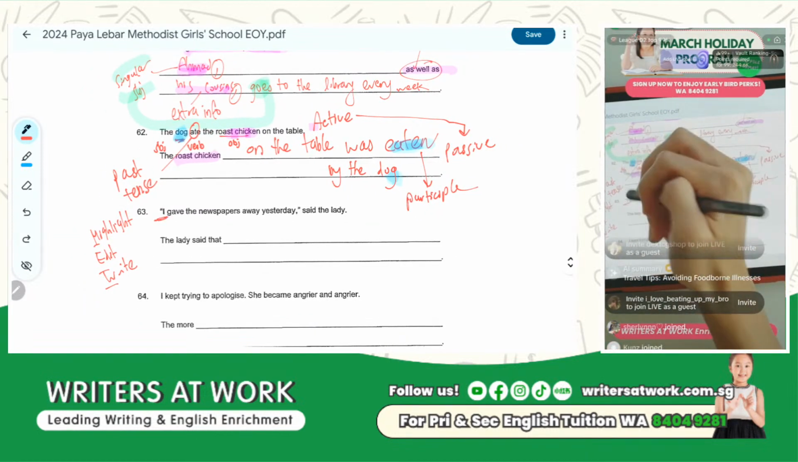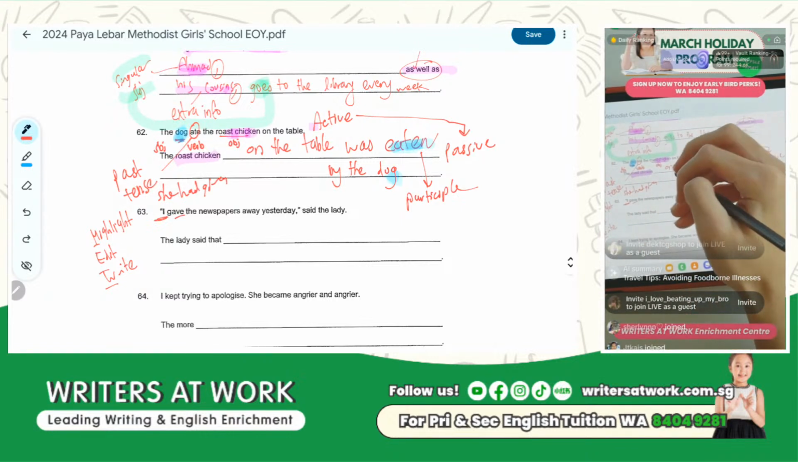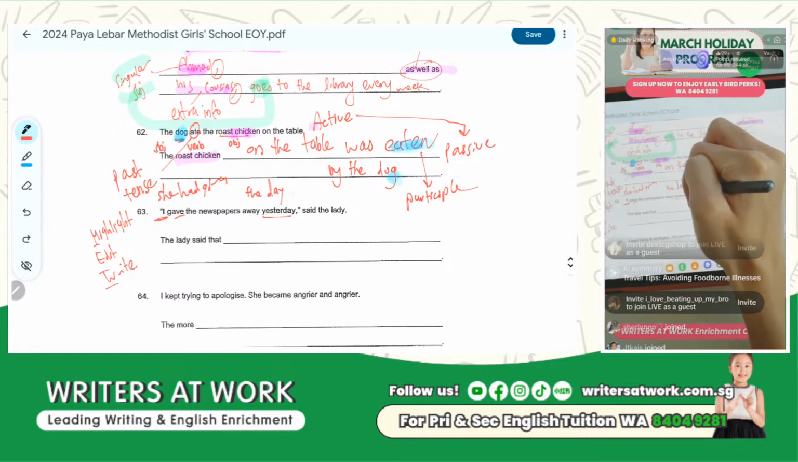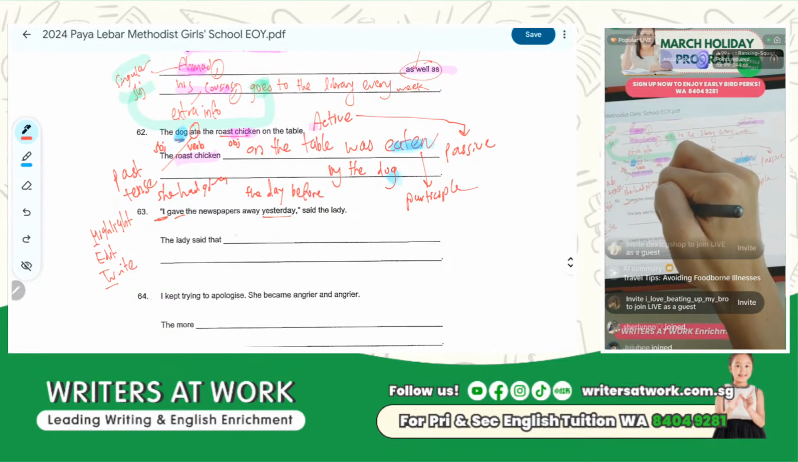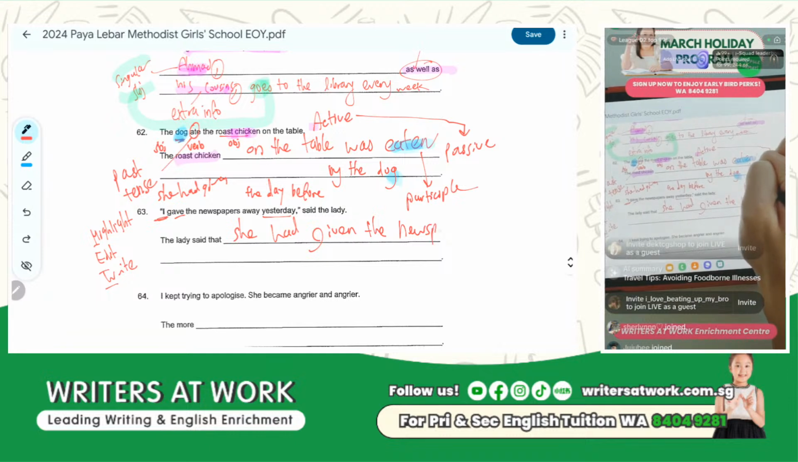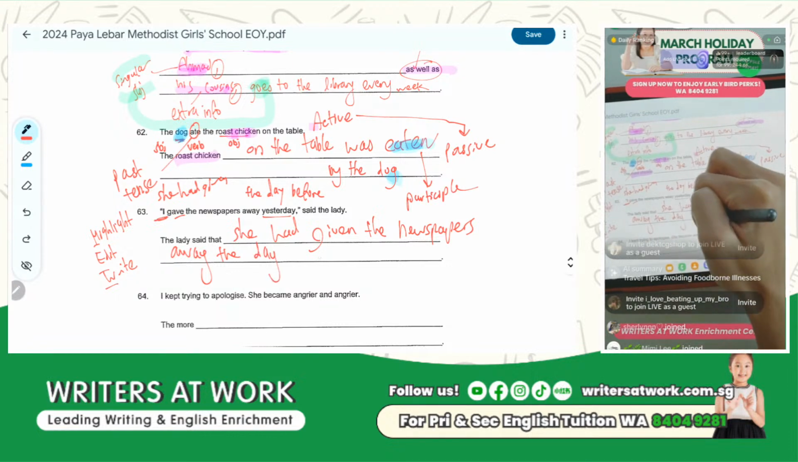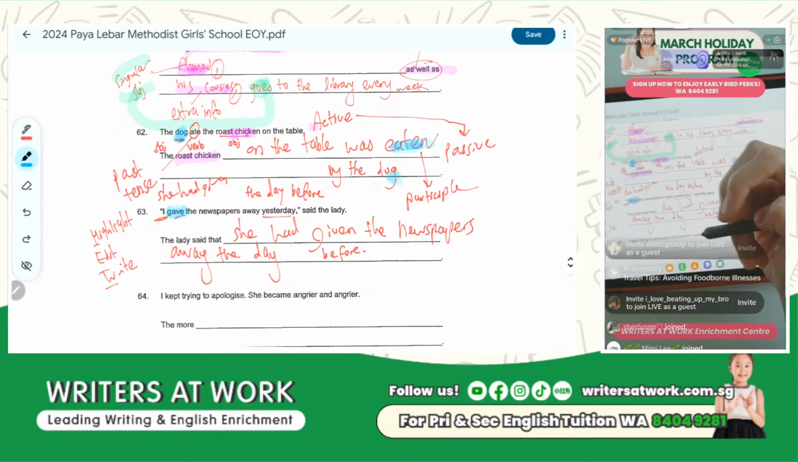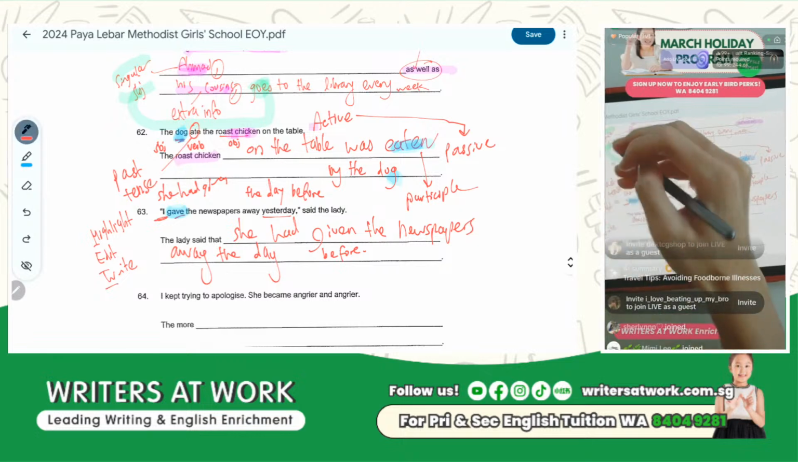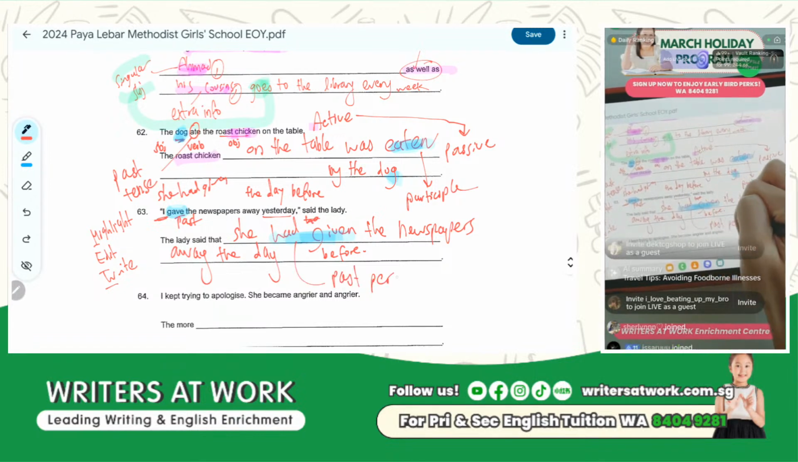So instead of "I", it will be "she had given the newspapers away the day before." Okay? So the lady said that she had given the newspapers away the day before. Okay, so just take note. "Gave" here has to be moved back by one time period. So instead of past tense, it will be in the past perfect tense. Alright.